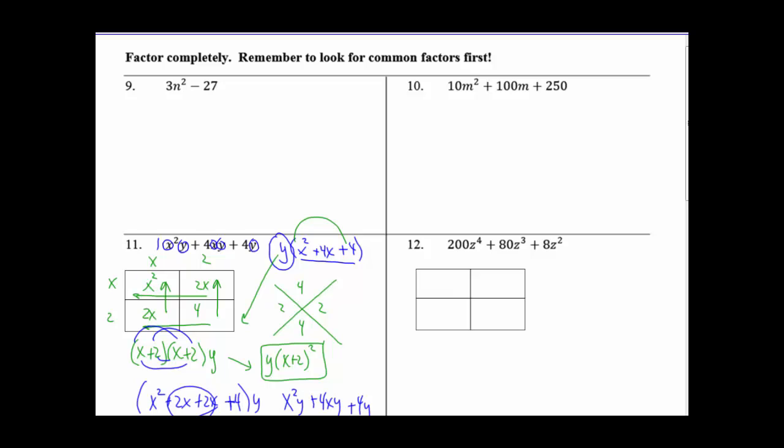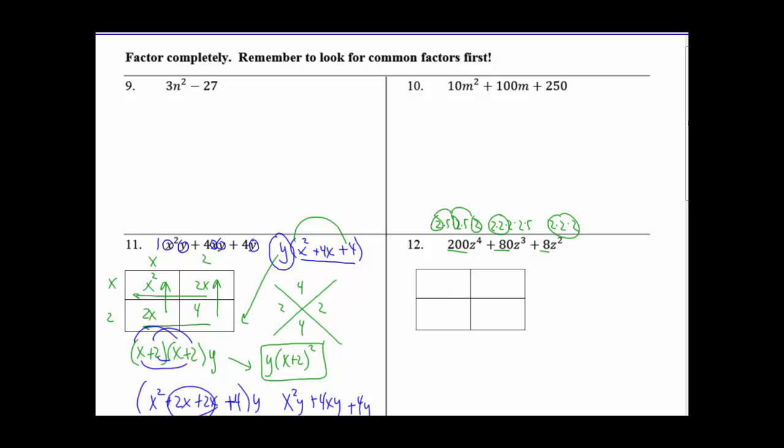Okay, what can we take out? We have a 200, we have an 80, and we have an 8. What can we do? Well, we know this is 10 times 2, 2 times 5 times 2 times 5 times 2. We have 2 times 2 times 2, which is 8 times 10. And then we have 2 times 2 times 2. So right now it looks like we have 1, 2, 3. We have 3, and we have 3. We can take out an 8 for each part.